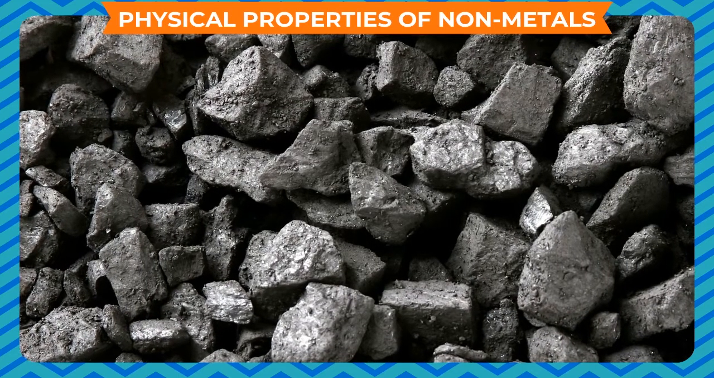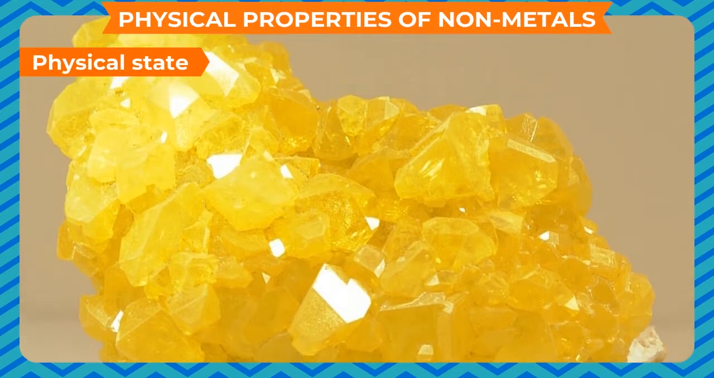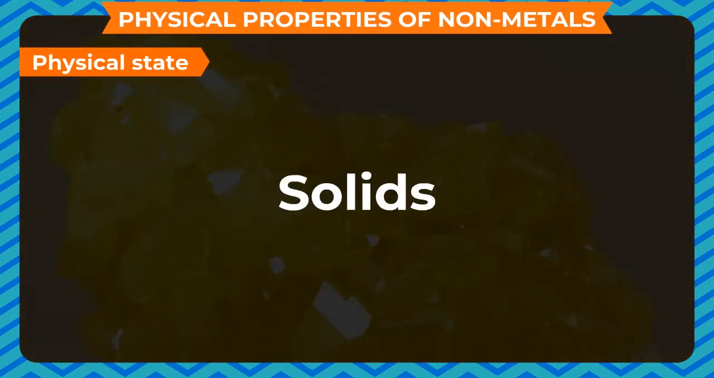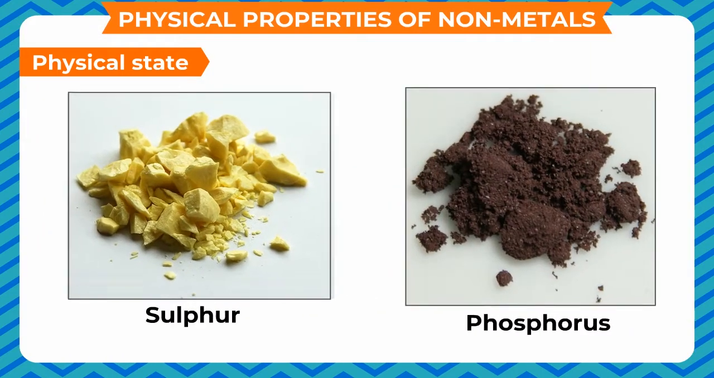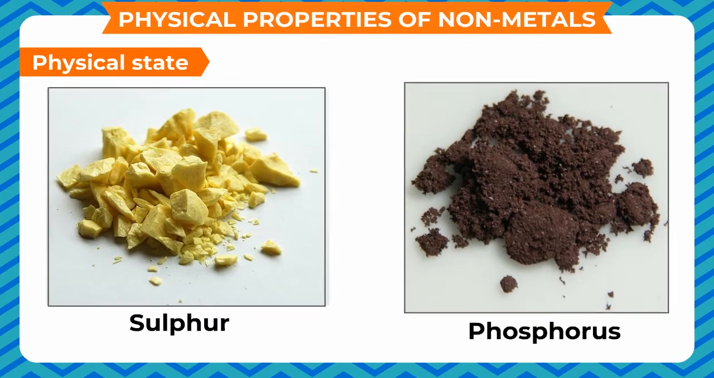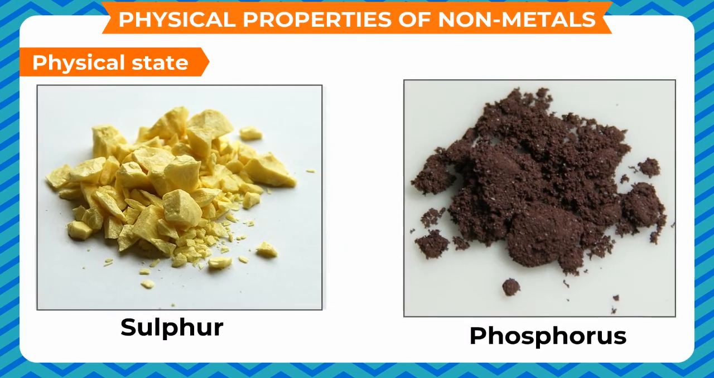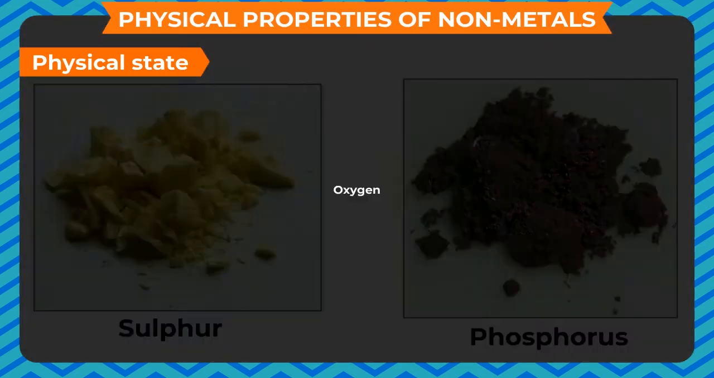Physical properties of non-metals. Physical state. Non-metals occur as solids, liquids or gases at normal temperature. For example, sulfur and phosphorus occur in solid state while bromine occurs in liquid state. Gases like oxygen, nitrogen, etc. occur in the gaseous state. Color.